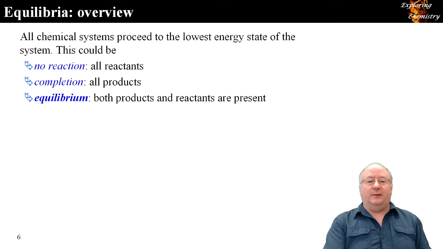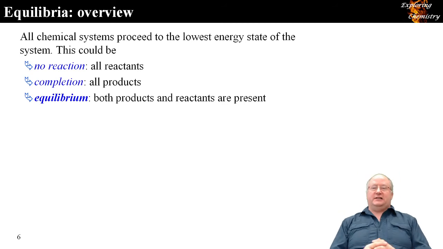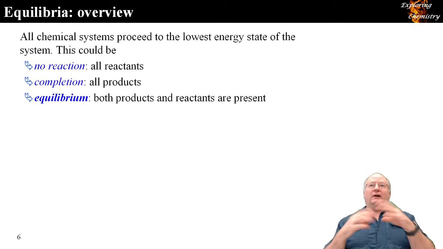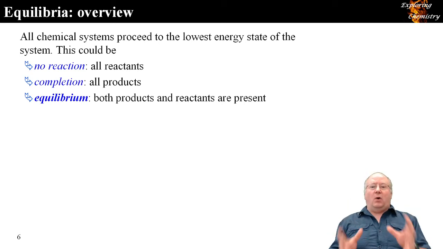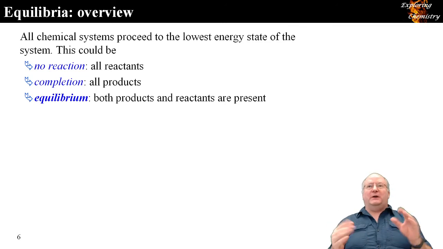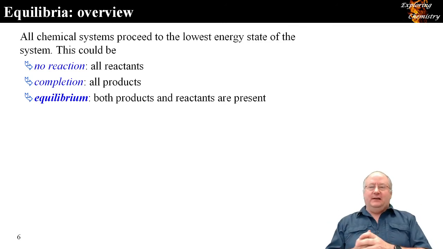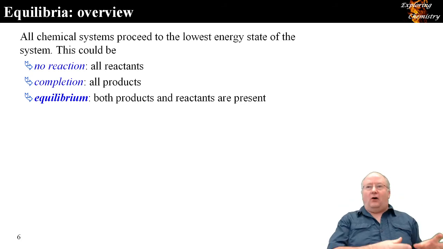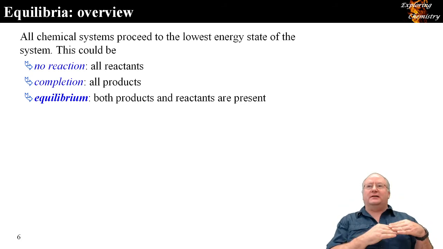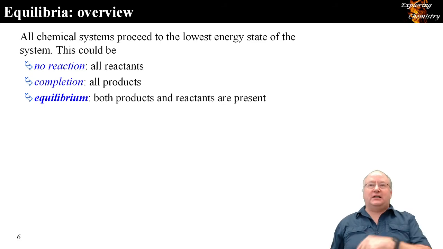All chemical systems ultimately proceed to the lowest energy state of the system. We haven't done thermodynamics yet, but when we do, we're going to find that a reaction occurs because it wants to get to the lowest energy state. And equilibria is a part of thermodynamics. That lowest energy state could be where all the reactants are lower energy than the products, and so no reaction occurs. That's one possibility. Another possibility is the reaction could proceed to completion and everything has been converted into products.